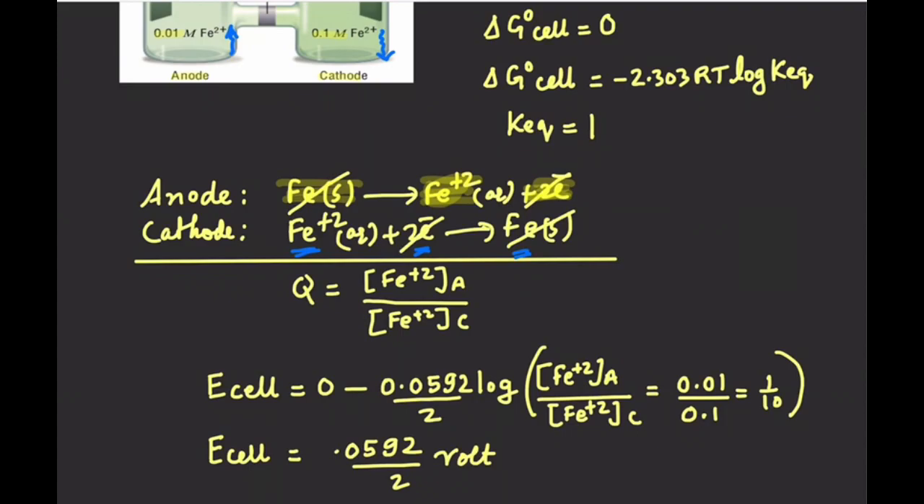So they are trying to make the concentration of iron plus 2 in both compartments equal. When they will be equal, reaction quotient is equal to 1, the cell will stop working.